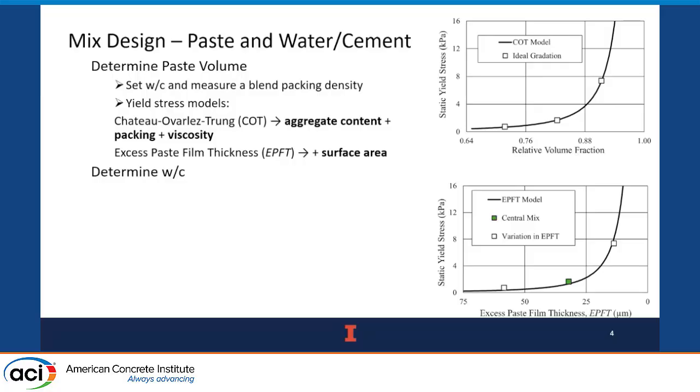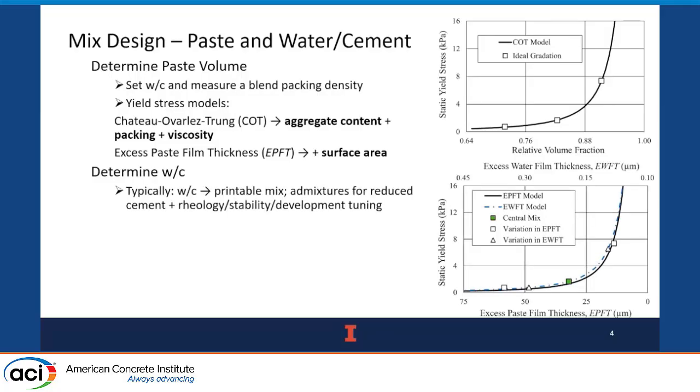Just like you can use the COT model, I'll call it, you can do excess paste film thickness as well. It just adds in another ability to tune, I should say, because you have the surface area included in that calculation. And then for our water cement ratio, which will kind of drive the printability of our mix, obviously I already admitted, admixtures are definitely necessary for reducing cement contents and achieving the desired rheology of your paste and whatnot. But here we used no admixtures at all. So excess water film thickness, water cement ratio, that drives these properties here.